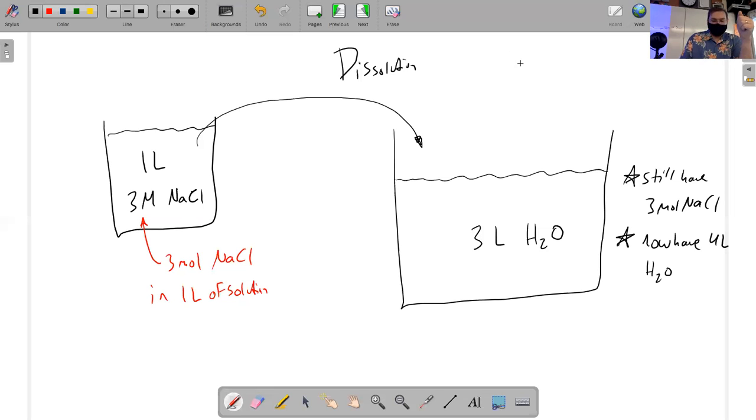Now, if you calculate the molarity, it's the same 3 moles of solute, but now I have 4 liters of solution. And instead of it being 3 molar, it'll now be 3/4 molar or 0.75 molar. So the way that you make solutions of a lower concentration is not to change the amount of solute, because once the salt's dissolved in the water, you can't remove the salt from the water or remove the water from the salt easily. But what you can do is increase the amount of the water that's present.